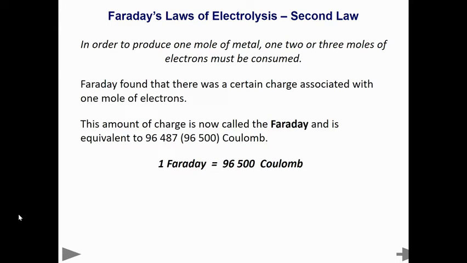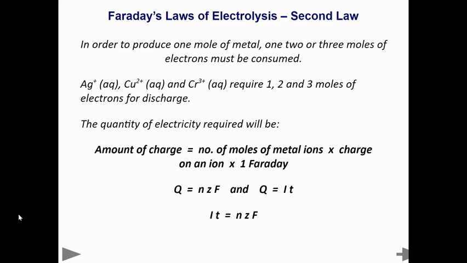This is a conversion factor. 1 Faraday is 96500 coulombs. In order to produce 1 mole of a metal, 1, 2, or 3 moles of electrons must be consumed. So that depends on the charge on the metal. For example, lead(II) has a charge of +2, that would take 2 moles of electrons. Aluminum has a charge of +3, that would take 3 moles of electrons. Silver has a charge of +1, that would take 1 mole of electrons.